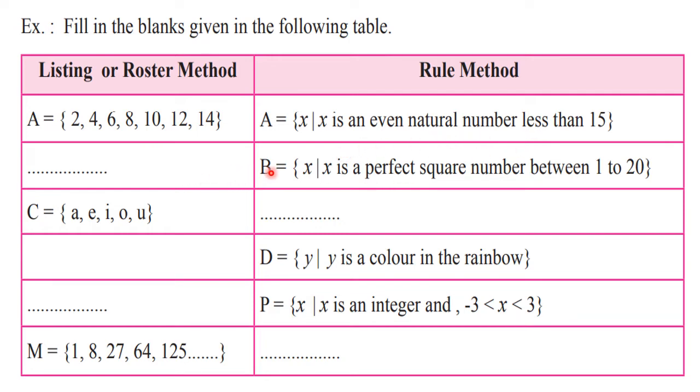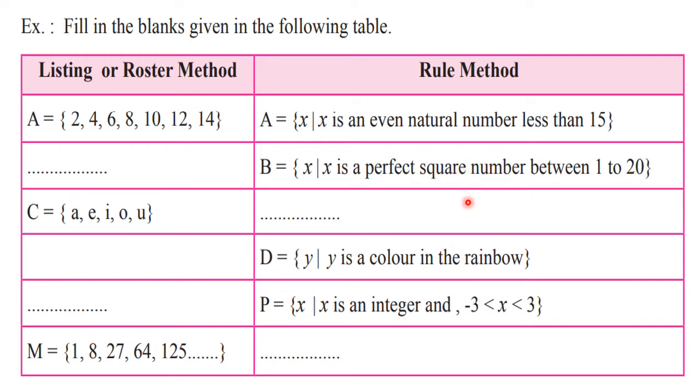Now let us see the second one. In the second one the example is given by using the rule method and we have to write the answer in listing method. So let us read the question. B is a set of all x such that x is a perfect square between 1 to 20. Now see, between 1 to 20 it is told, that means 1 and 20 are not allowed. We have to think of the numbers between 1 to 20, and perfect squares we have to think about.